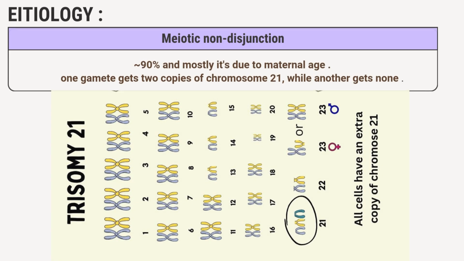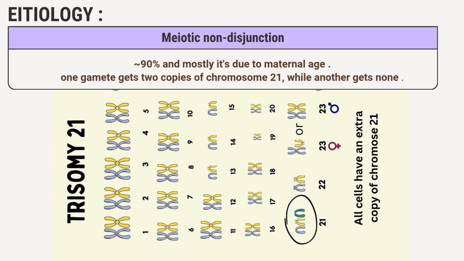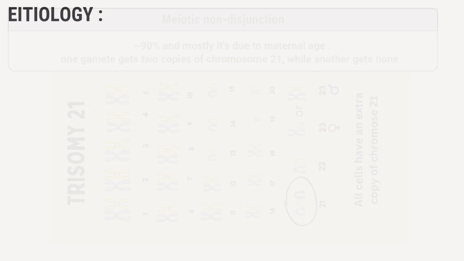Now, how does this happen? The genetic mechanism of its occurrence is one of the following 3. Number 1 is meiotic nondisjunction, which accounts for approximately 90% of the cases and is often due to increased maternal age. In this case, one gamete gets 2 copies of chromosome 21, trisomy 21, while another gets none. As a result of this, all of the cells will have an extra copy of chromosome 21, as you see in this picture right here.